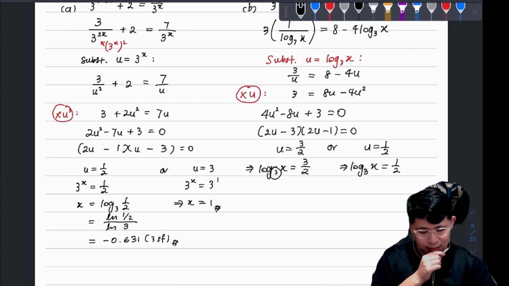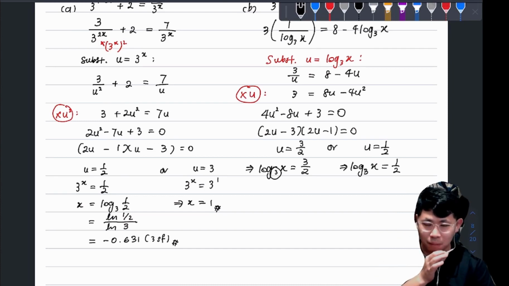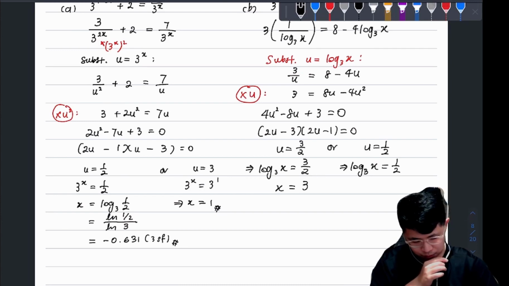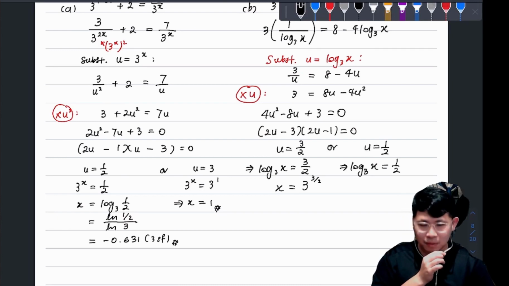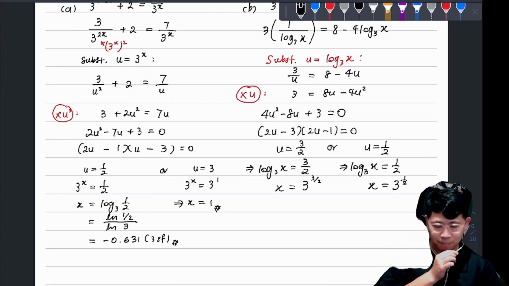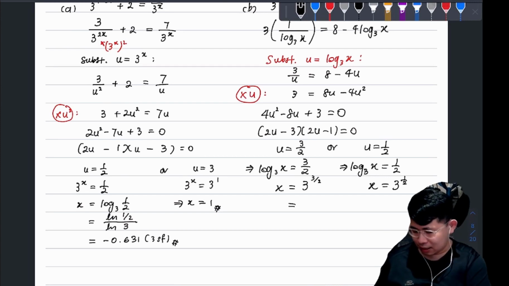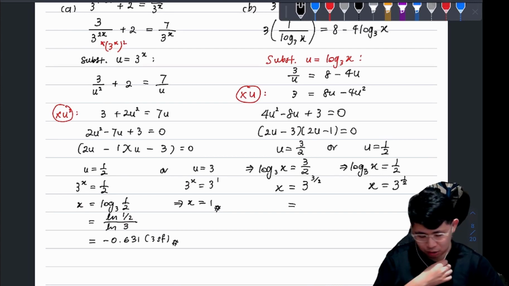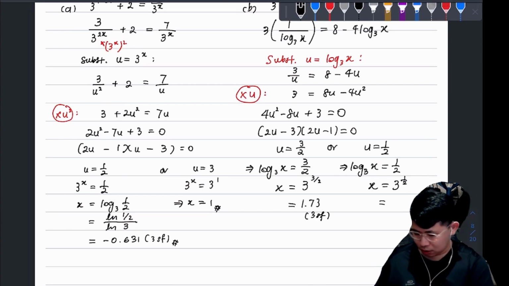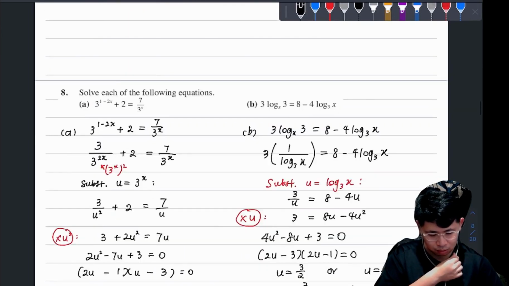Because this is log base 3, if we put it on the right hand side, this will be base 3 also, but power 3 over 2. Then the next one, log base 3 on the left becomes base 3 on the right, 3 power half, so this is the square root of 3. So let's find the answer in 3SF. This would be 1.73 to 3 sig fig. This one, root 3, would also be 1.73.